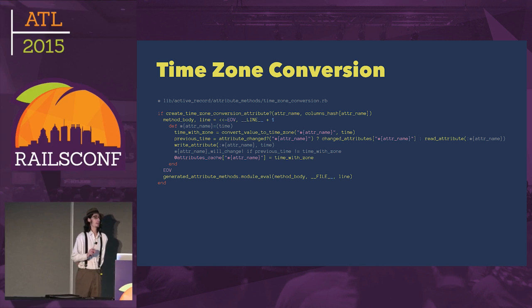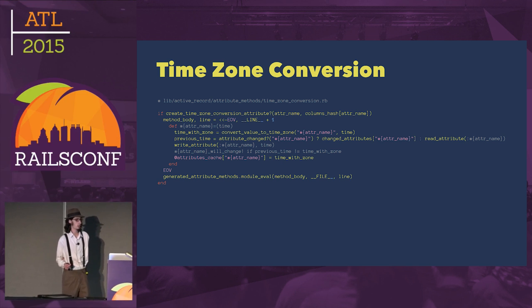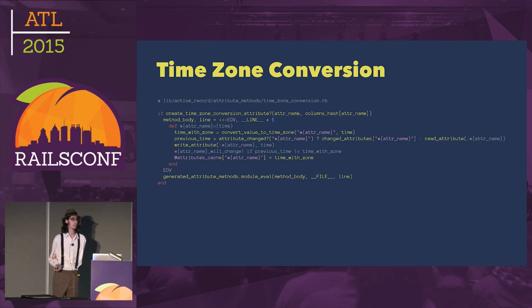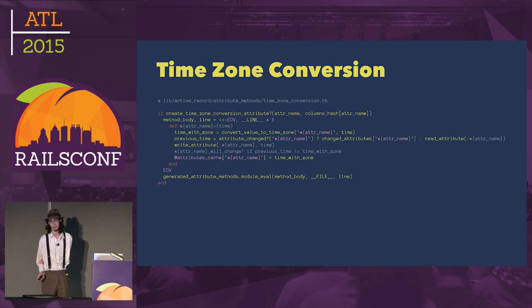So don't worry too much about the specifics of the code. I know the code on here is really small. The actual very, very specifics of what it's doing aren't too important here. This is a feature that's on by default where we convert time values that you pass into ActiveRecord to the current time zone. It's one of these things that we just sort of do and most people don't know that it's there, but it is on by default in most applications.